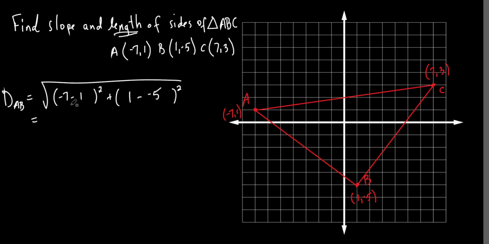Let's simplify that. We could probably do some of this in our head. This is going to be negative 8. Negative 8 squared. Well, when I square that negative, it's just positive, right? So this basically is just 8 squared. What is 8 squared? 64. You okay doing that much in your head? What's this going to be? 1 plus 5, which is 6. 6 squared is 36. This is 100, right? What's the square root of 100? 10.